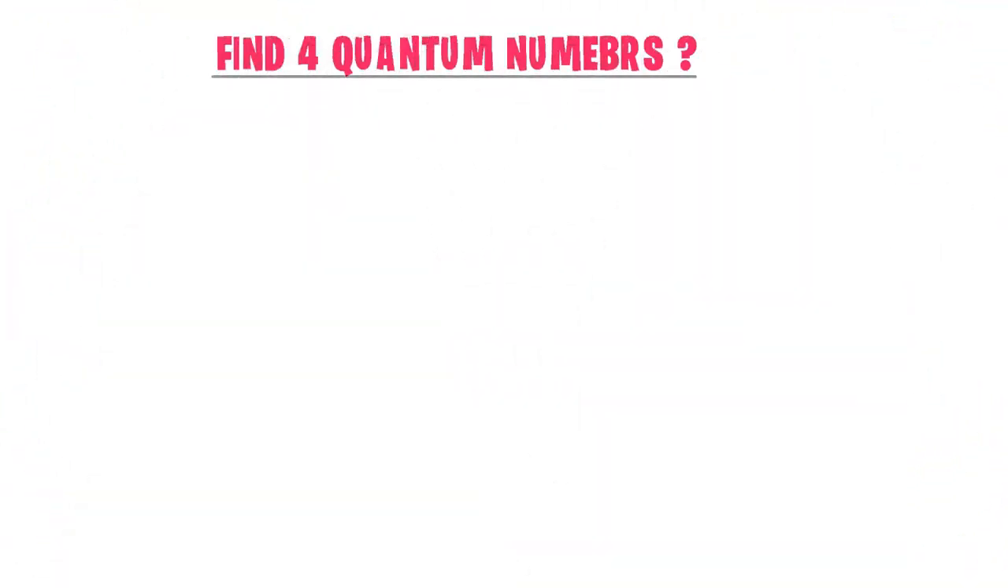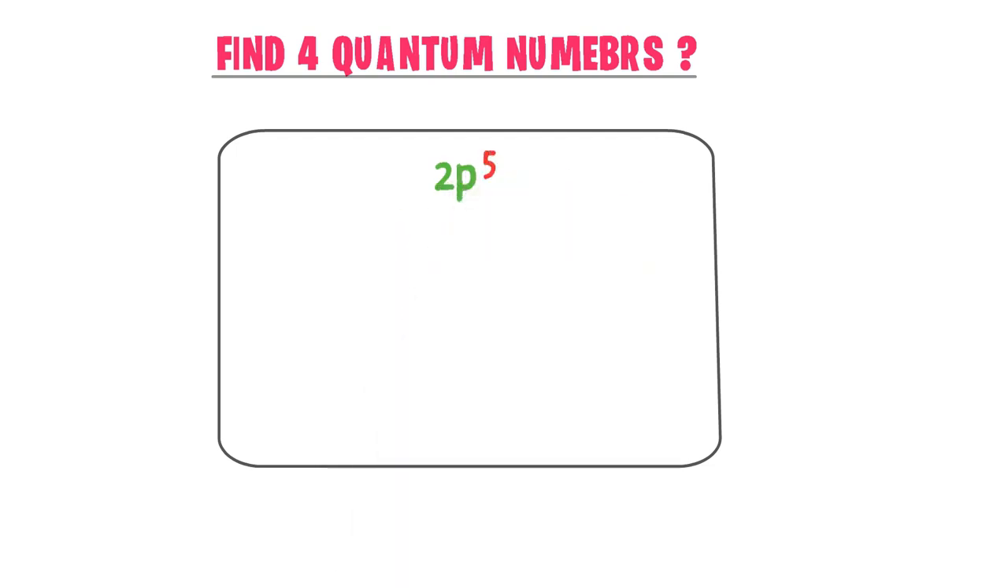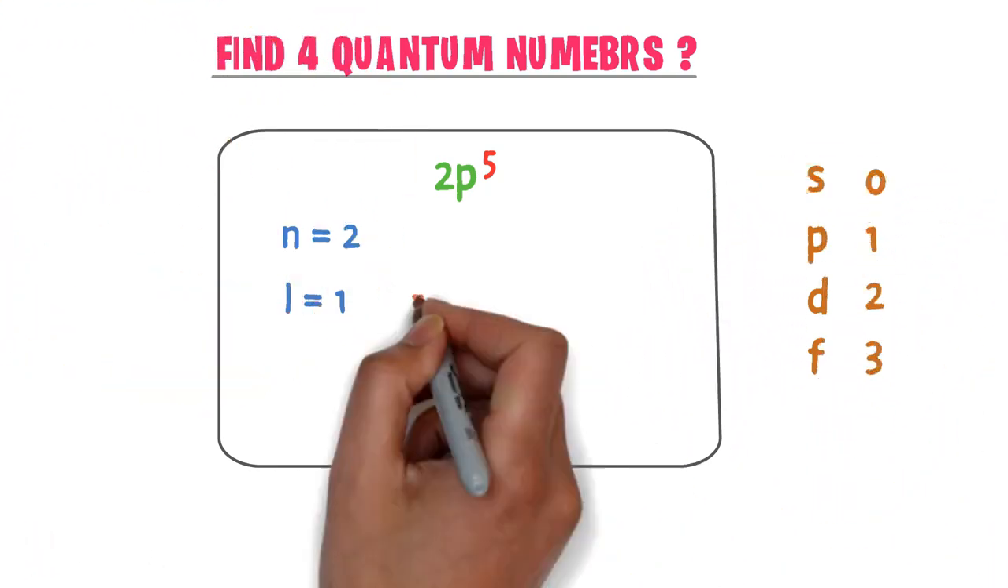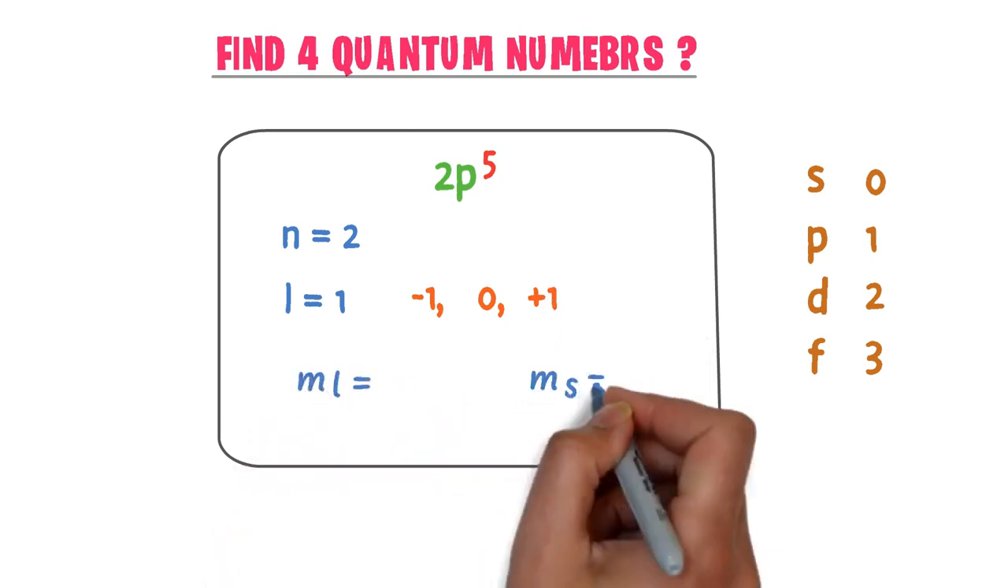Lastly, how can you find the 4 quantum numbers? Well, consider 2p having 5 electrons. First of all, always write SPDF and 0123 at one corner of the page. We know that here n is equal to 2. The value of P is 1, so L is equal to 1. We also know that the possible orbitals of L go from -1 to +1. -1, 0, 1.